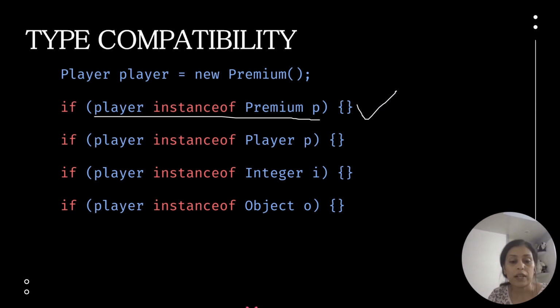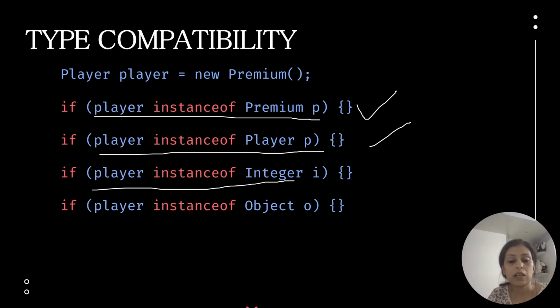In the next one, player is an instance of player P. Now P is a variable of type player, capital P, the super type. Player is an object of premium. So this compiles. Now we come to the next one, player instance of integer I.